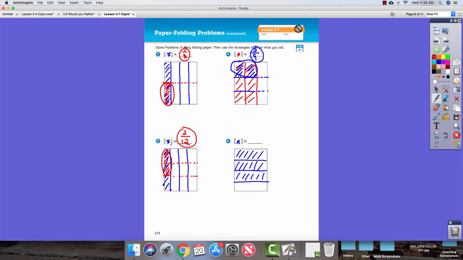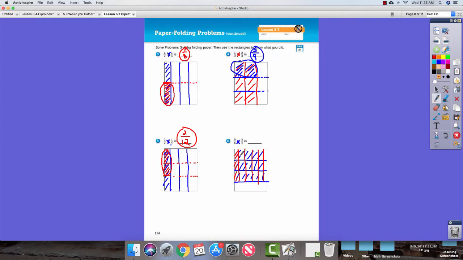And now I need to find 5/6 of that shaded portion. So I'm going to split my shaded portion into sixths. So I'm going to first split it into thirds, and then split each of those in half to get sixths. So I can see now I have 1, 2, 3, 4, 5, 6. I split my 3/4 into six equal parts, and now I need to shade 5/6 of that.